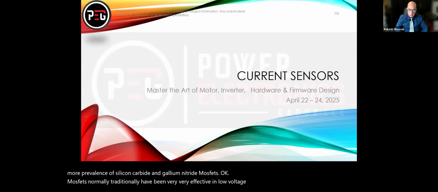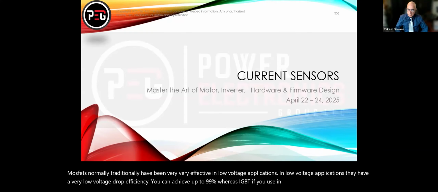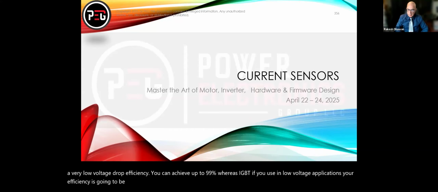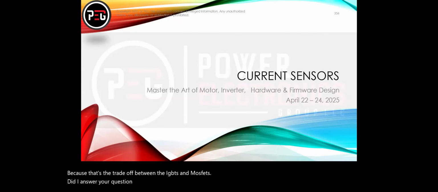In low voltage applications, they have a very low voltage drop and efficiency. You can achieve up to 99%. Whereas if you use IGBTs in low voltage applications, your efficiency is going to be lower than a MOSFET. There's no point using IGBTs there because switching losses are higher in IGBTs. So that's the trade-off between IGBTs and MOSFETs. Did I answer your question? Okay. Yes. Thank you. Okay.